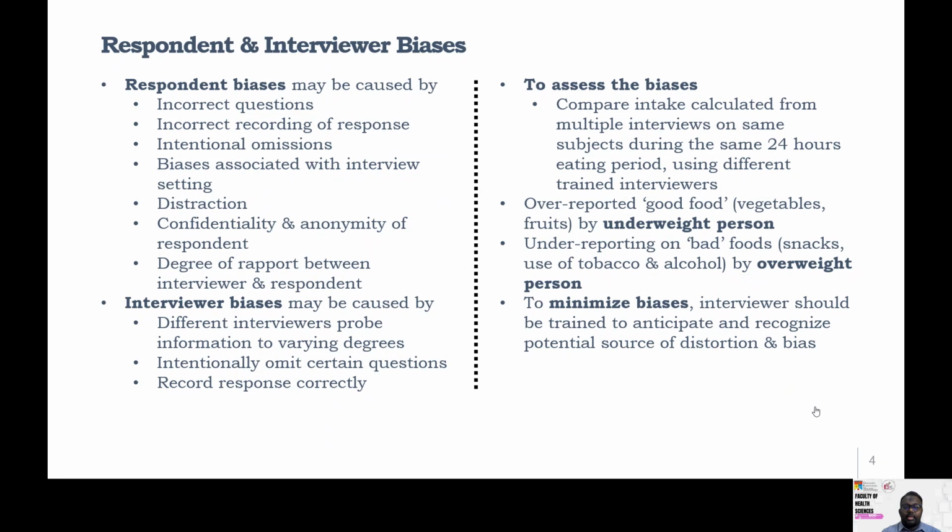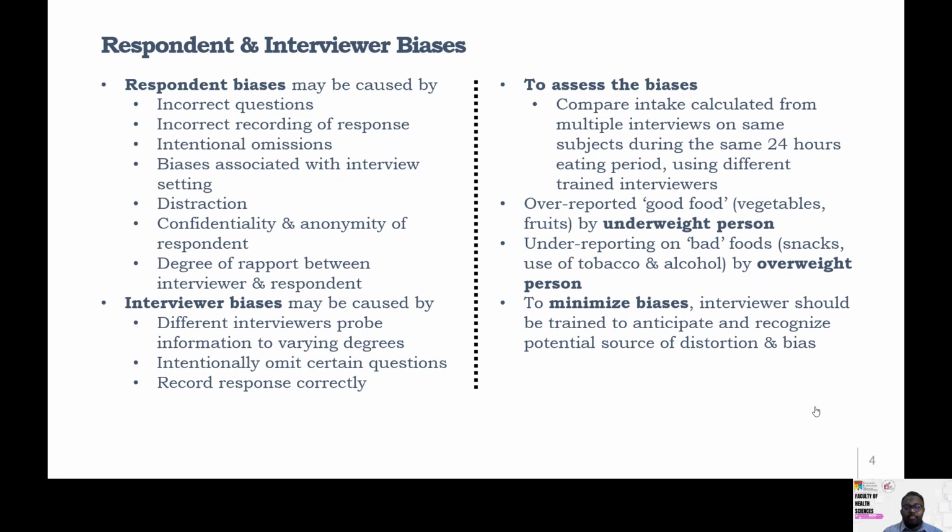So how do we assess biases? We compare intake calculated from multiple interviews on the same subject during the same 24-hour eating period using different trained interviewers. This is just to assess whether there is bias. It's like quality control in the dietary assessment method. Over-reporting of good foods, vegetables, fruits by an underweight person is a red flag. Also under-reporting of bad foods, snacks, use of tobacco, alcohol by an overweight person.